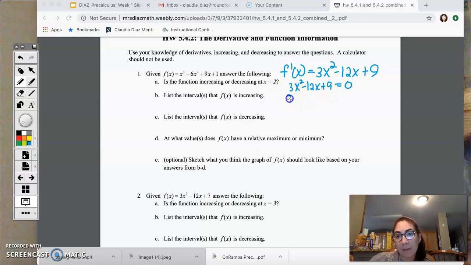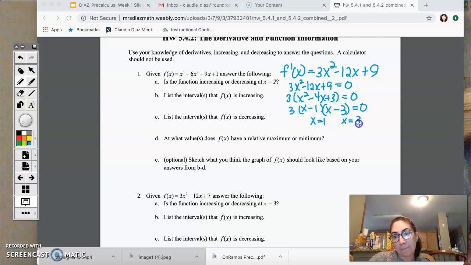I'm going to factor out a 3 because all three pieces have a 3 in common. So 3 times x squared minus 4x plus 3 equals 0. And then we can factor this. There's a 3 still in the front. It's going to be (x minus 1)(x minus 3), because negative 1 times negative 3 is positive 3, and negative 1 plus negative 3 is negative 4. Set each factor equal to 0. So x equals 1 and x equals 3.